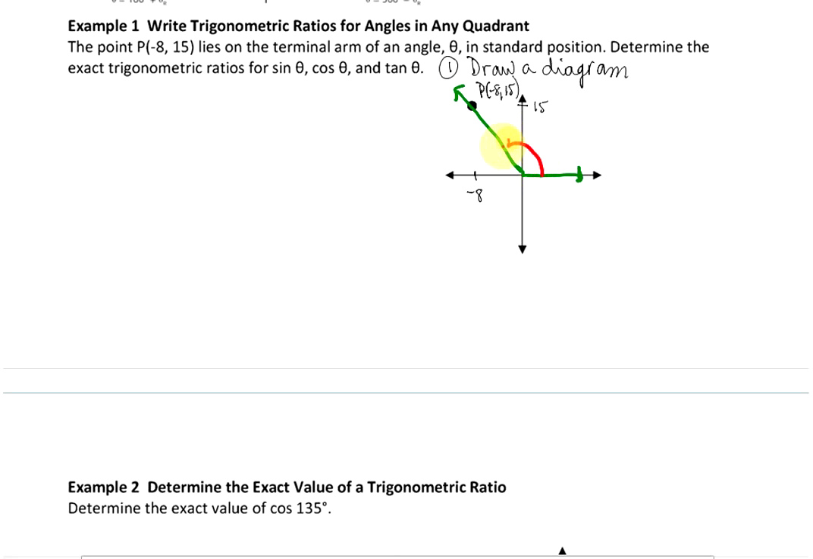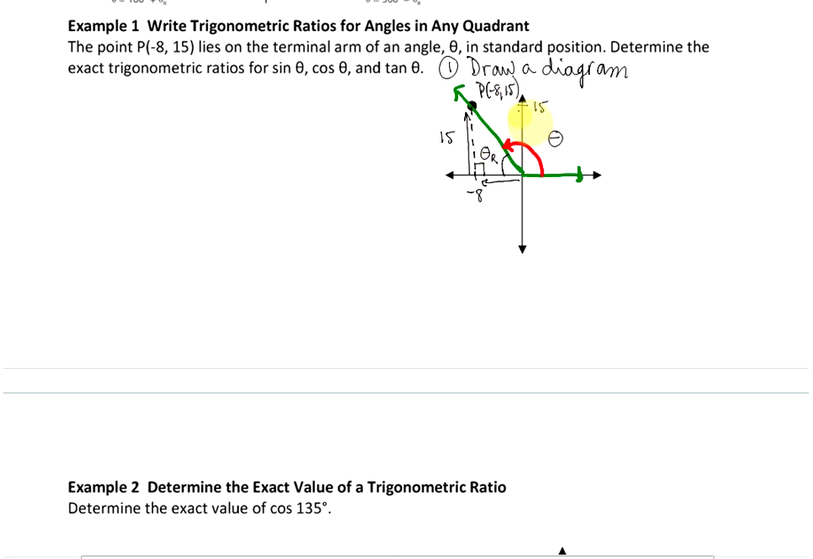Give your angle direction, and keep in mind that between the terminal arm and the x-axis we have our reference angle theta subscript r. Okay, so we want to draw in our reference triangle. We're going to drop a line from our point perpendicular to the x-axis. Along the x-axis, the direction we have is negative 8. And along the y direction we have a positive 15.